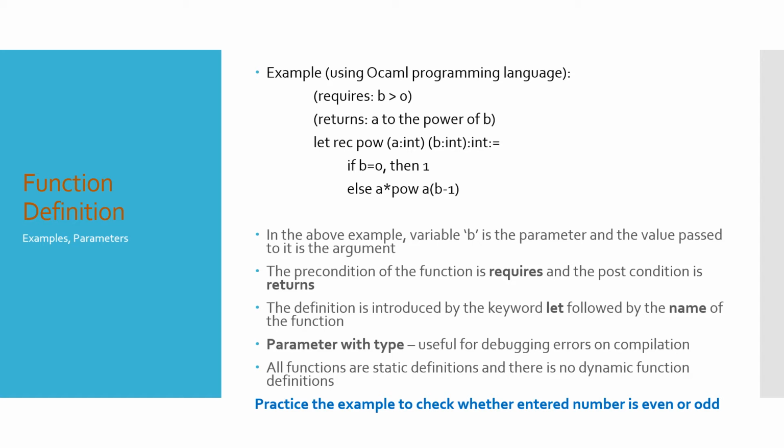In the above example, you can very clearly say B is the parameter and the value passed to it is the argument. Now, the precondition of this function is requires and the postcondition is returns. What does that mean? The definition is introduced by the keyword let, followed by the name of the function, then the parameter with type, which is important mainly because it's useful for debugging errors on compilation. Normally all functions are static definitions and there is no dynamic function definition.